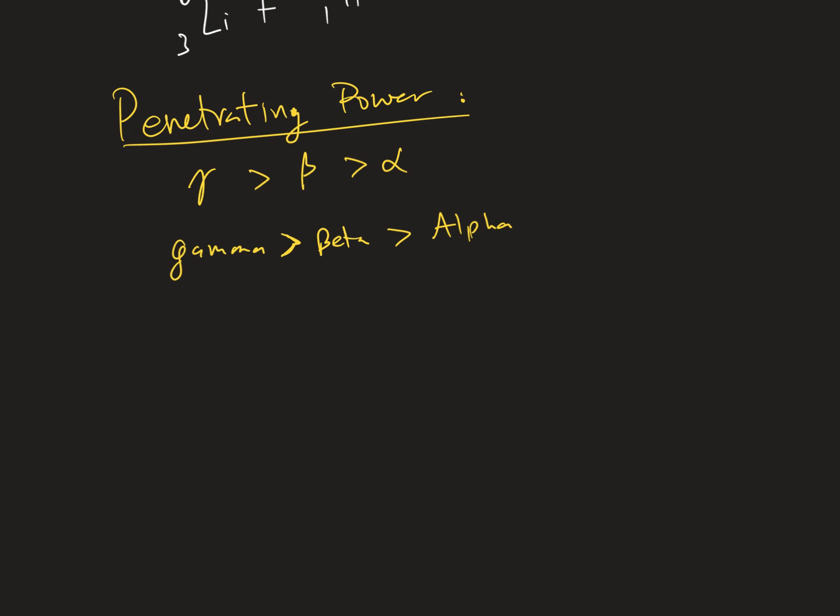All right, so alpha is stopped by paper, beta is stopped by thin metal, like aluminum foil even. And then gamma has to be thicker lead or concrete that will stop it. Will slow it a lot down anyway.